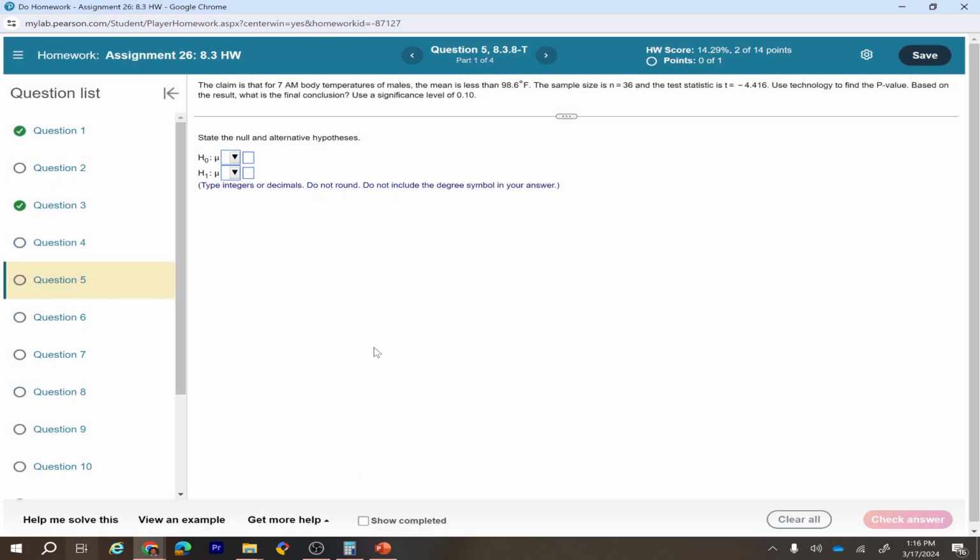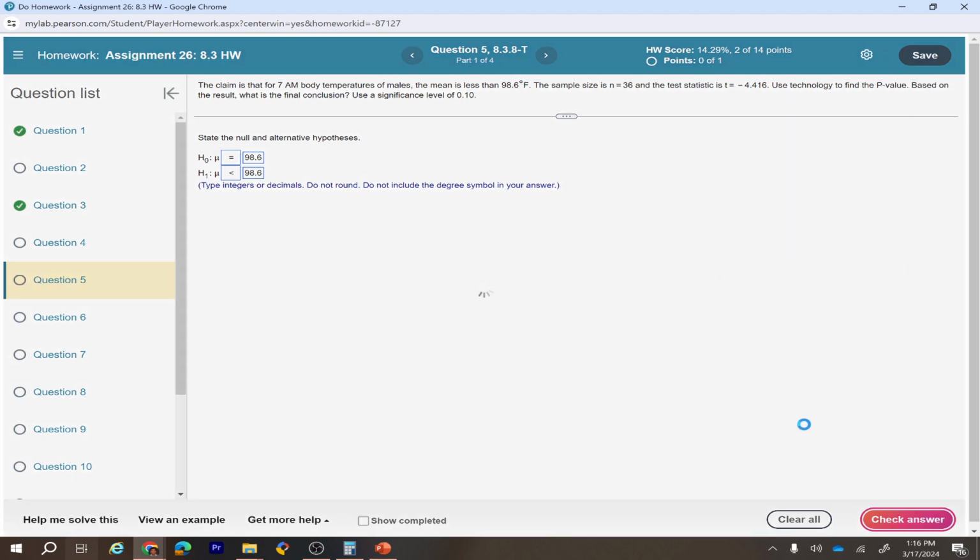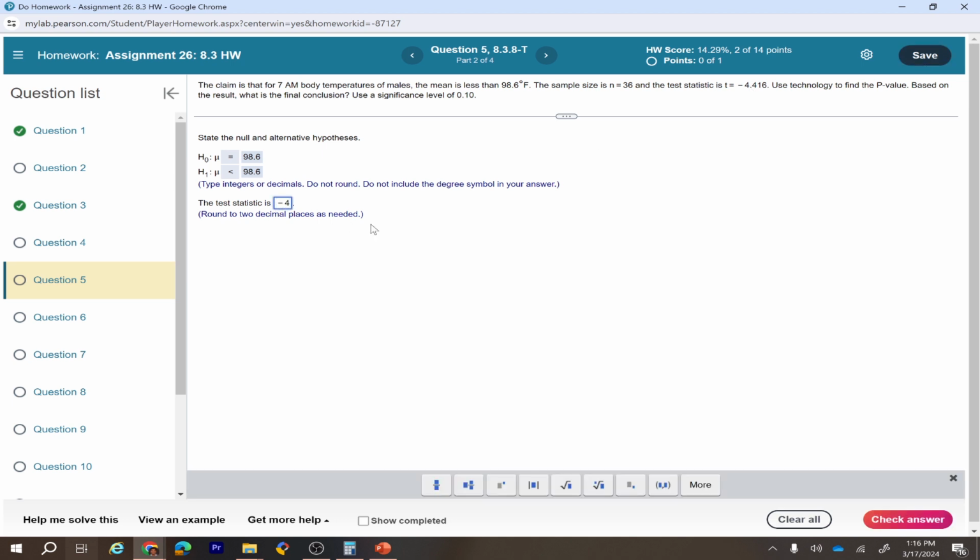Let's go to the next problem, question number 5. The claim is that for 7 a.m. body temperature of males, the mean is less than 98.6 degrees Fahrenheit. So the null hypothesis is the mean is equal to 98.6. The null hypothesis is always equal. The alternative is less than, and in this case the alternative is the claim, less than 98.6. Now, to check this claim, we are given a sample with sample size 36 and the test statistic, which is also given here: negative 4.42 rounded to 2 decimal places.